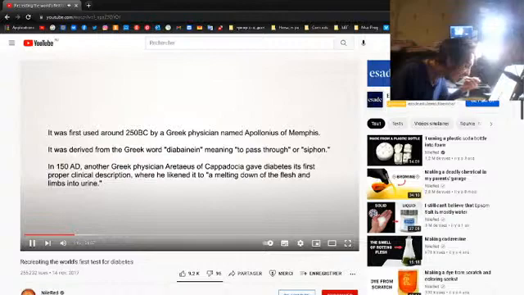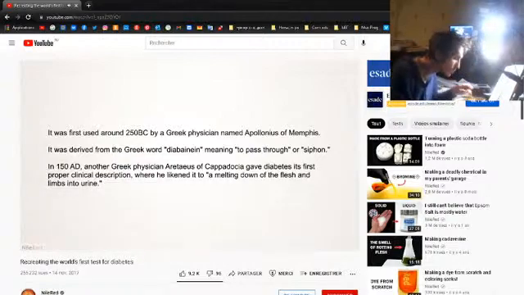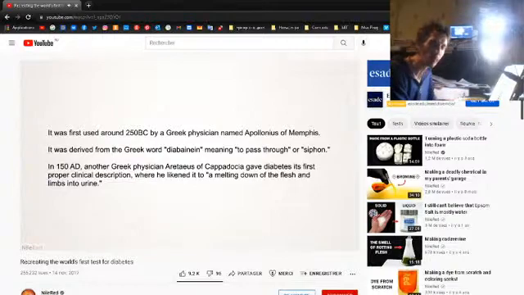A Greek physician coined the term diabetes. It was derived from the Greek word meaning to pass through or siphon, which was in reference to the way that liquids seem to just pass through the body.